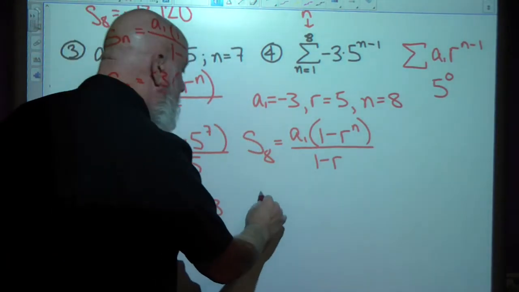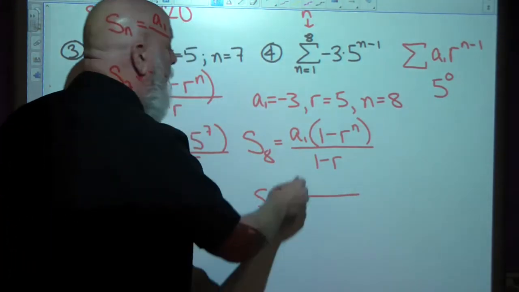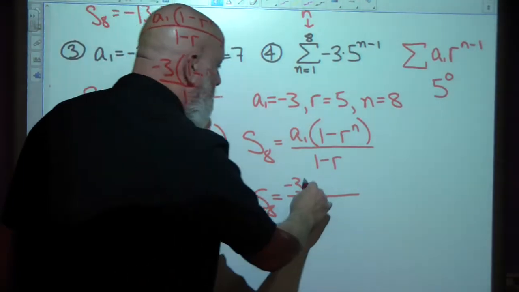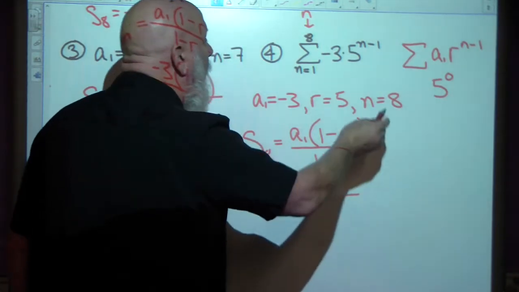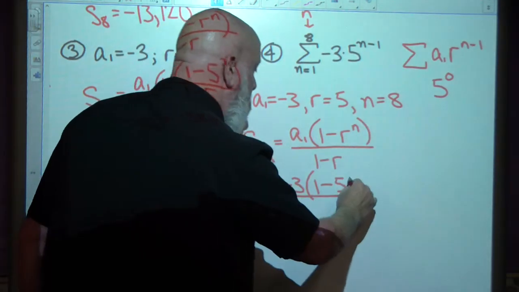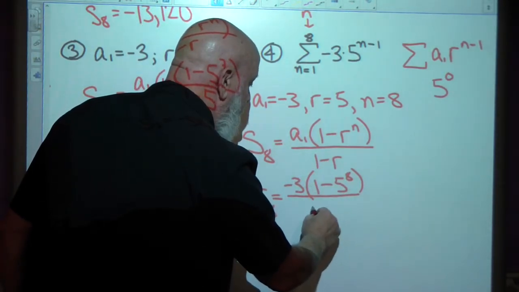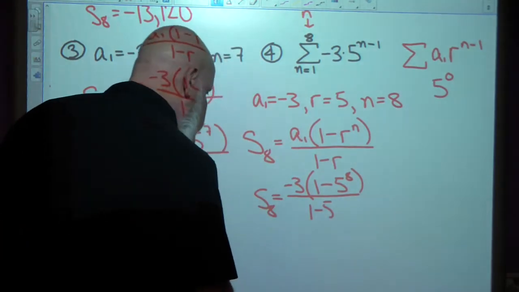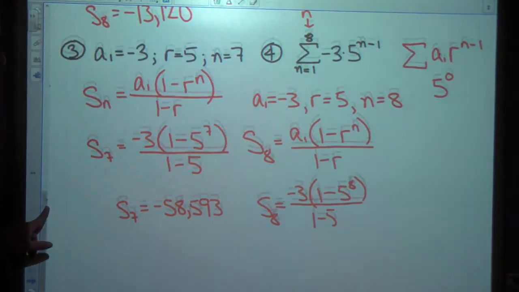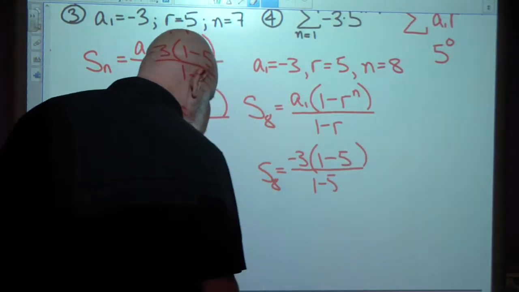And I'm going to plug in my 8 now. The first term is negative 3, and hopefully I haven't made any mistakes. I hate making mistakes. Times 1 minus r, which is 5, to the n, which is 8, and over 1 minus 5, which is negative 4. Move this down a little bit so it won't be quite so cluttered looking. Okay, I'm going to do that with my calculator, and hopefully I haven't messed up. That's supposed to be an 8, by the way. Make that a little neater so you can read it.